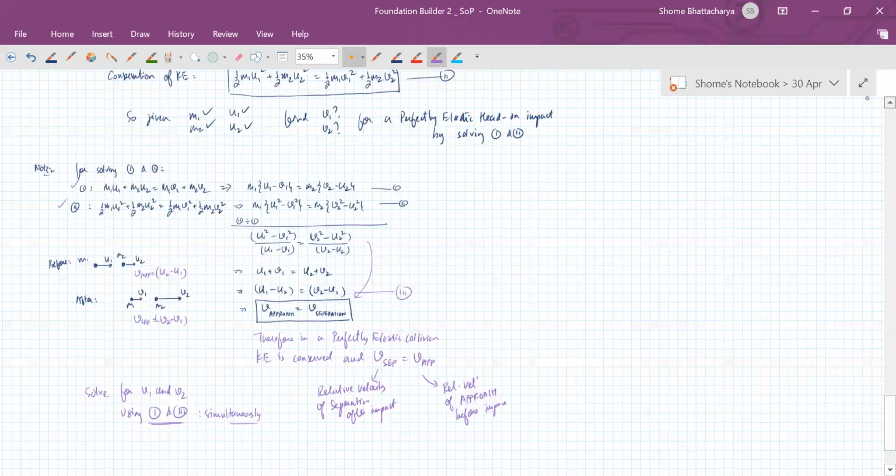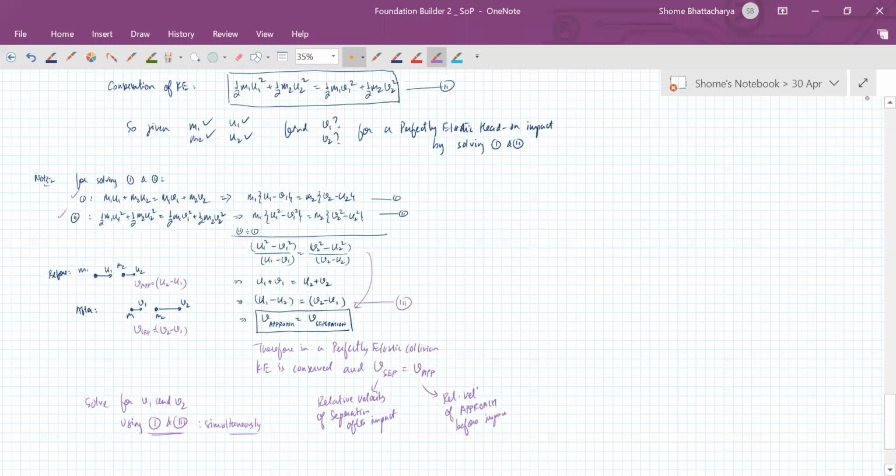Sir, can you explain that separation at once? Yes, because look here, by dividing the two equations, you get this. You have told us now that V2 is greater than V1. So what is separation velocity? It is the relative velocity at which two objects are moving away from each other, na?